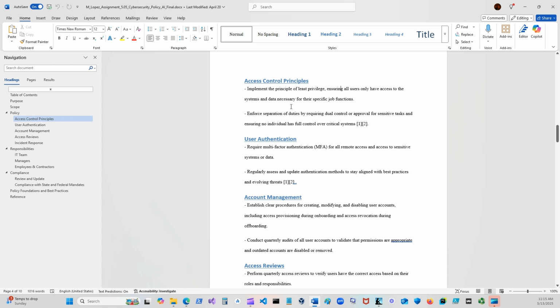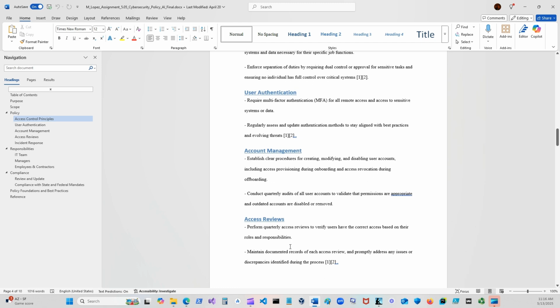Enforce separation of duties by requiring dual control or approval for sensitive tasks, ensuring no individual has full access to the critical systems. Now, not all of this is NIST. I got some of this from other books and from other organization examples. I did my research and due diligence, and that's what it boils down to. And then I made it best for the company I was doing it for.